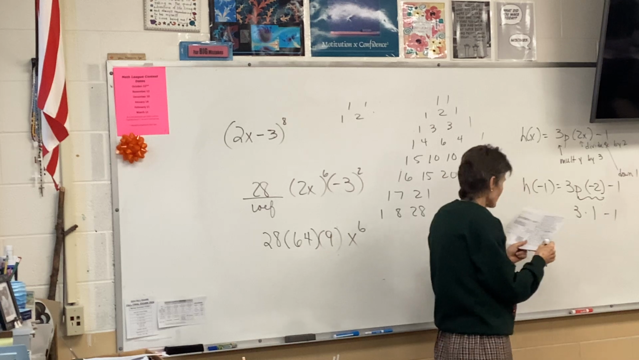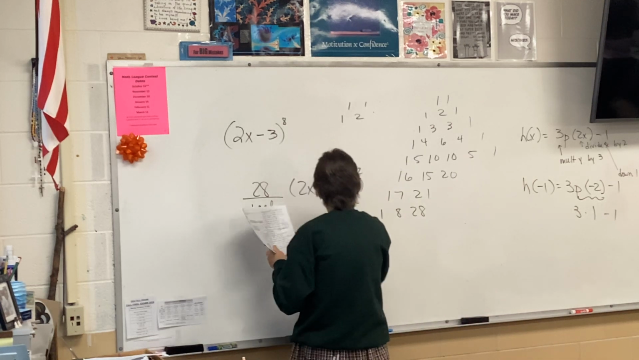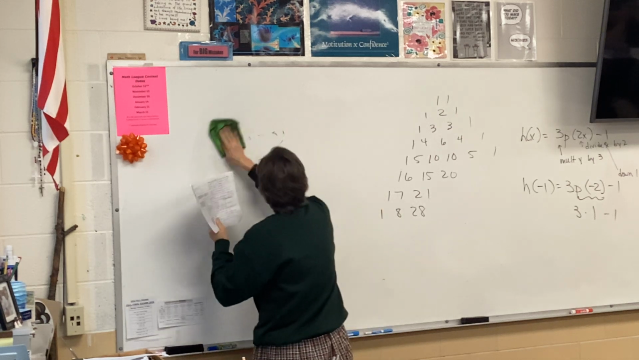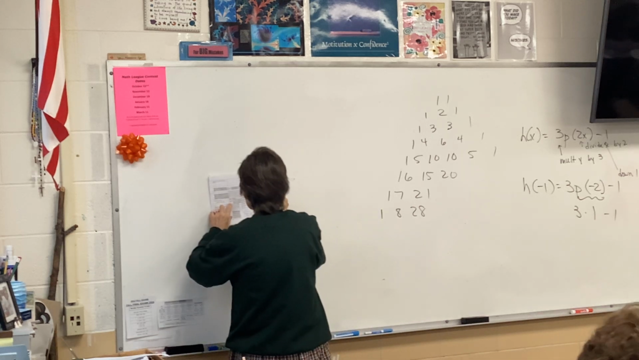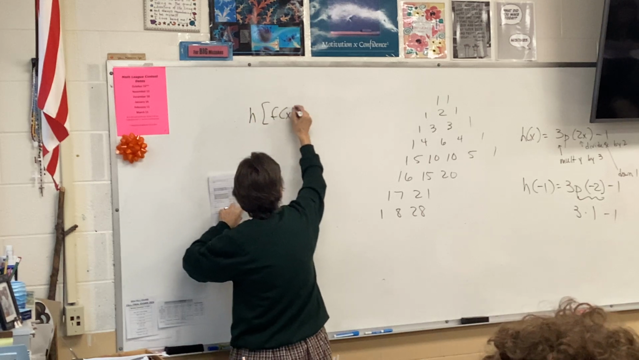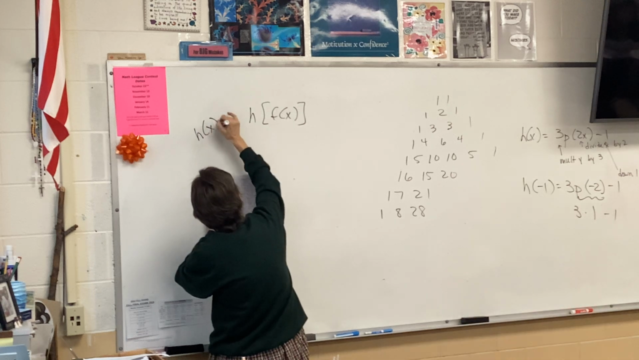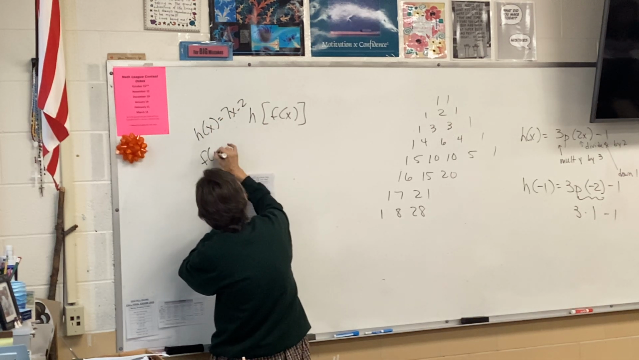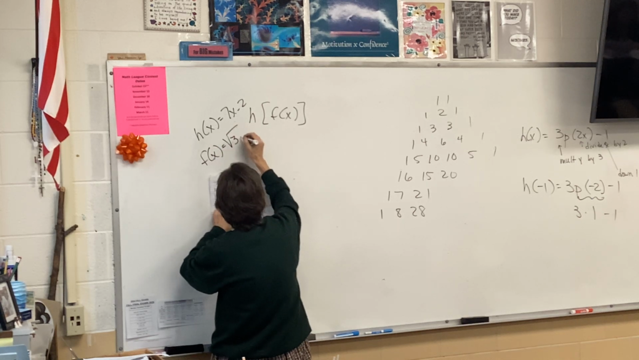Says find h of f of x. I know that h is 7 radical x minus 2, and f is 3x minus 5.